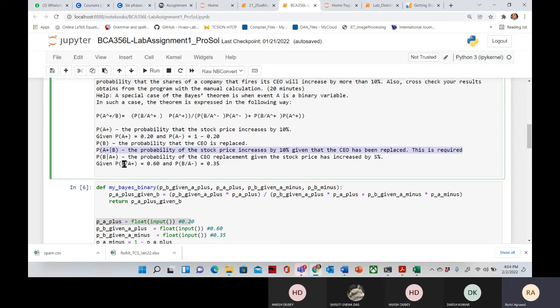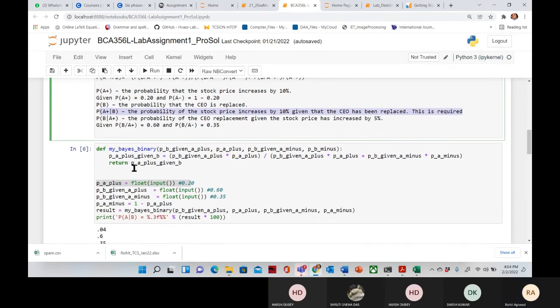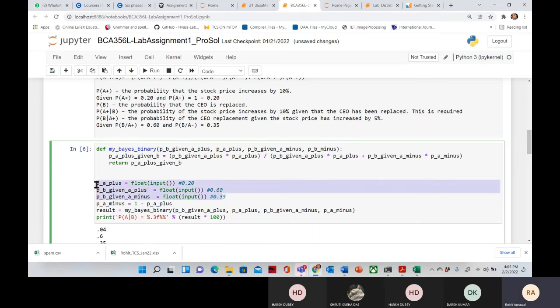So it is given P of B given A plus. So P of A plus is given, and P of B given A plus, that is 0.60, this data. And next data is P of B given A minus, 0.035. These three things are given to us. Now P of A plus is given, so P of A minus will be 1 minus P of A plus.